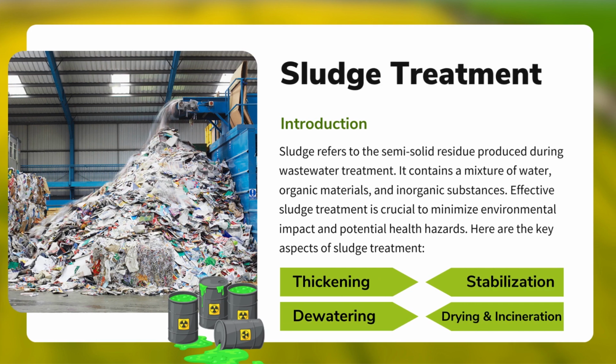Sludge refers to the semi-solid residue produced during wastewater treatment. It contains a mixture of water, organic materials, and inorganic substances. Effective sludge treatment is crucial to minimize environmental impact and potential health hazards. Here are the key aspects of sludge treatment: thickening, stabilization, dewatering, drying, and incineration.